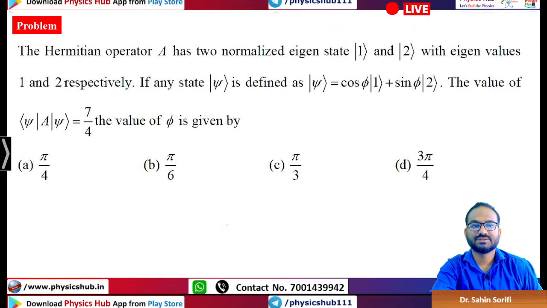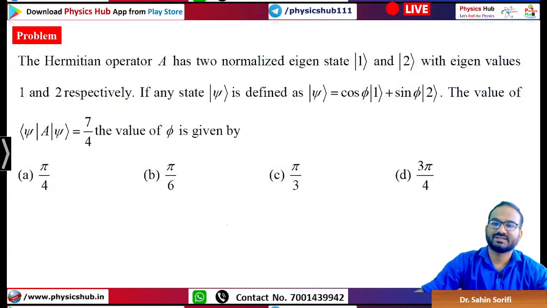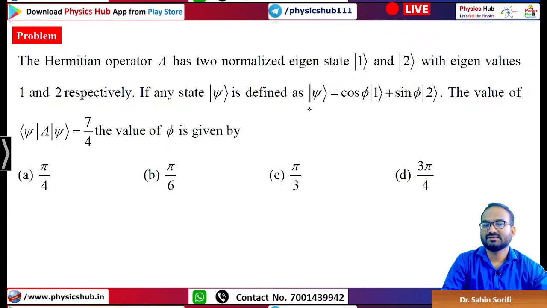Let's move on to this question. Very simple question. The Hermitian operator A has two normalized eigenstates, 1 and 2, with eigenvalues 1 and 2 respectively. If any state psi is defined as psi equals cos phi times state 1 plus sin phi times state 2, the expectation value of A in psi is 7/4. What is the value of phi? Can you do it?